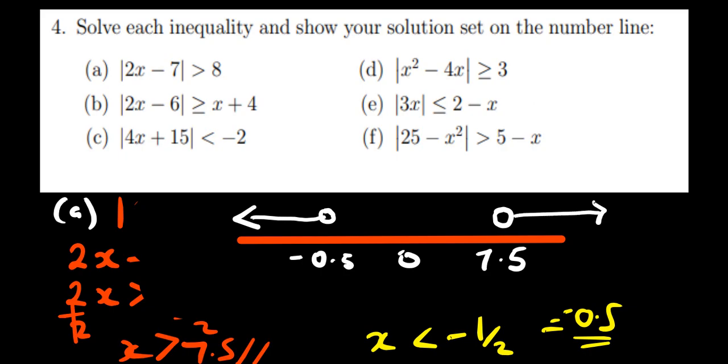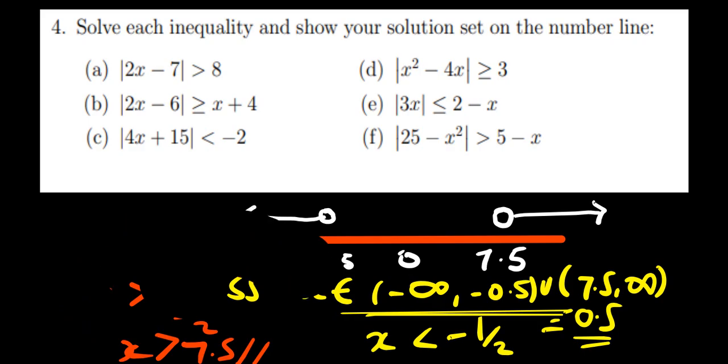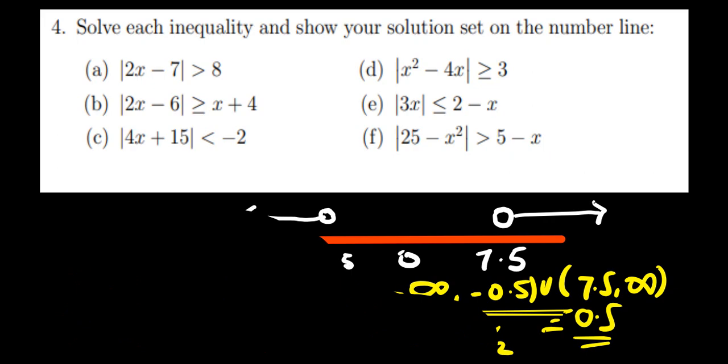So therefore, what will be your solution set? You're able to see that in this case, you want all the values of x. So x is a member of, you want all the values from negative infinity to negative 0.5, union, again you want all the values from 7.5 all the way to positive infinity, if you want to express it in interval notation, or you also draw the number line. Simple and straightforward. Good. Then we can also solve b.